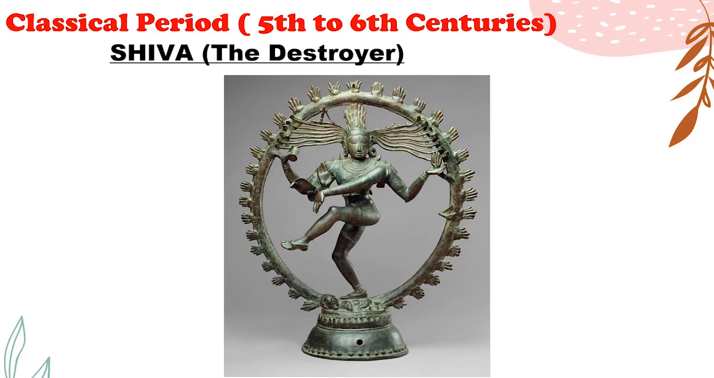After the ancient period comes the classical period, and this is from the 5th up to the 6th centuries. And one of the most famous sculptures from this period is Shiva the Destroyer.